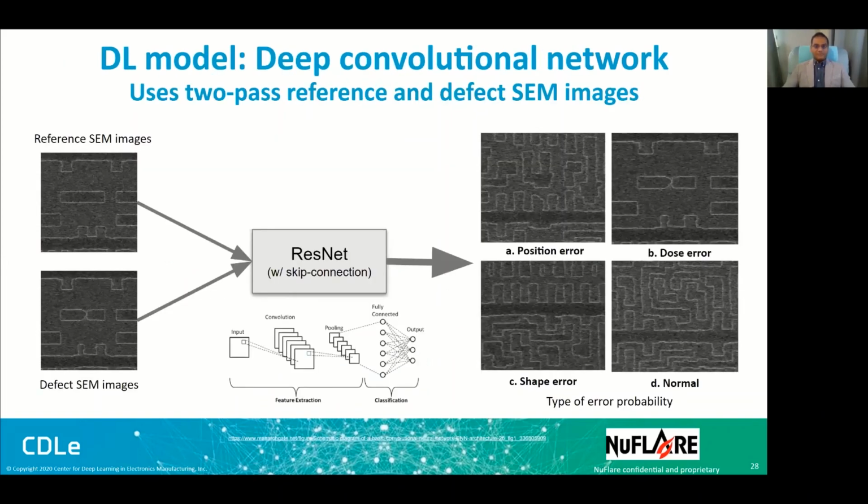The model which we use is a typical classifier model, which is convolution network based. We tried VGG network, ResNet, and settled on a custom ResNet. Custom ResNet had custom convolution layers having skip connections across layers. The model takes a reference SEM image and a defect SEM image and outputs a probability that this error belongs to one of these three types of error.